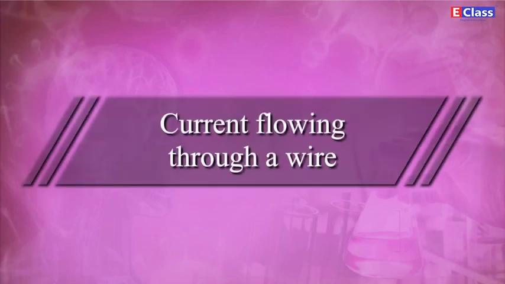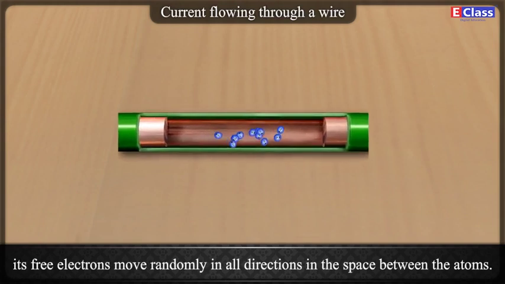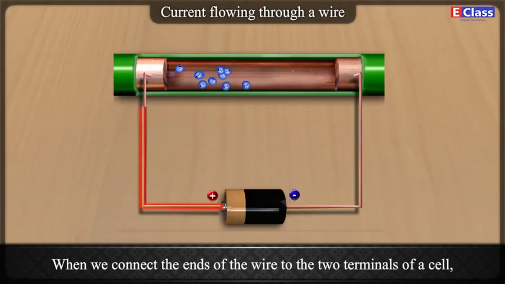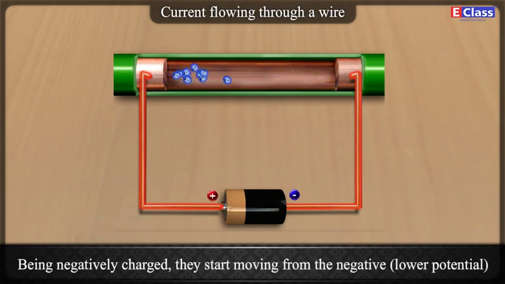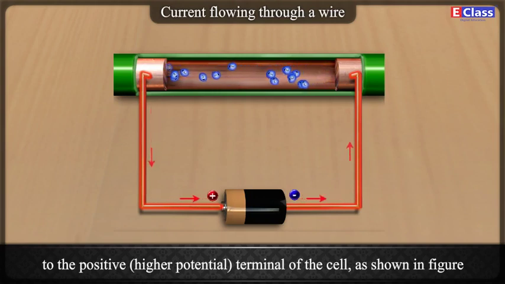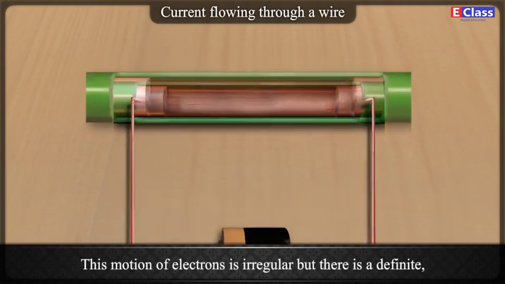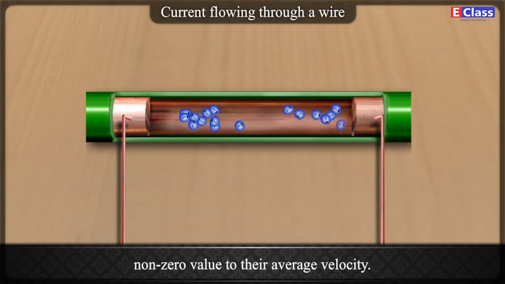Current flowing through a wire. If a conducting wire is not connected to a cell, its free electrons move randomly in all directions in the space between the atoms. When we connect the ends of the wire to the two terminals of a cell, electric force acts on the electrons. Being negatively charged, they start moving from the negative, that is the lower potential, to the positive, that is the higher potential, terminal of the cell, as shown in figure. Due to the flow of these electrons, current starts to flow through the wire. This motion of electrons is irregular, but there is a definite non-zero value to their average velocity.